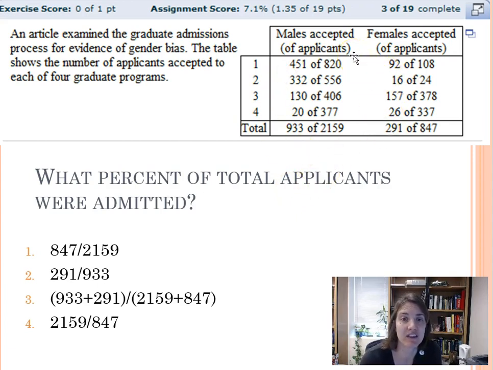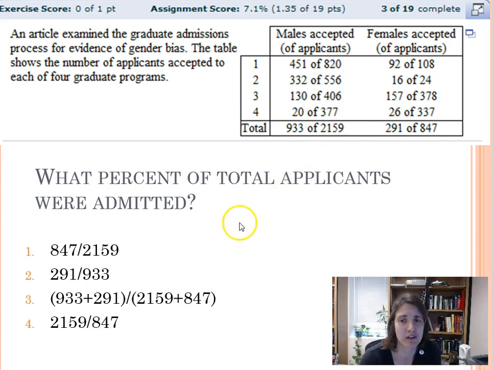Here it's looking at the acceptance rates into graduate programs, for males and for females. What you can see is that for a lot of the applicants, males tended to apply to programs 1 and 2, whereas most of the females applied to programs 3 and 4. We want to see if that will affect our analysis if we were to look at overall acceptance rates by gender.